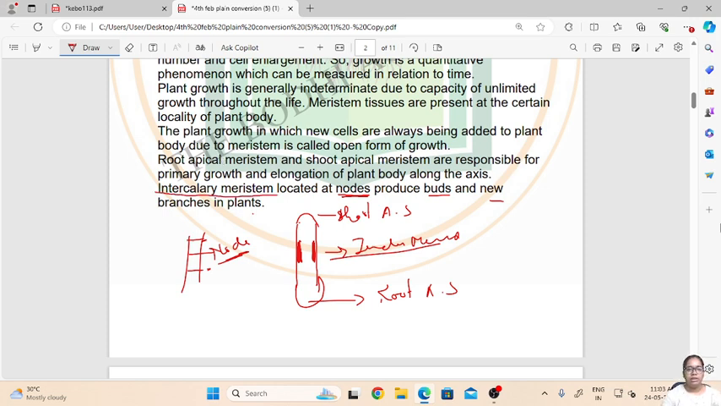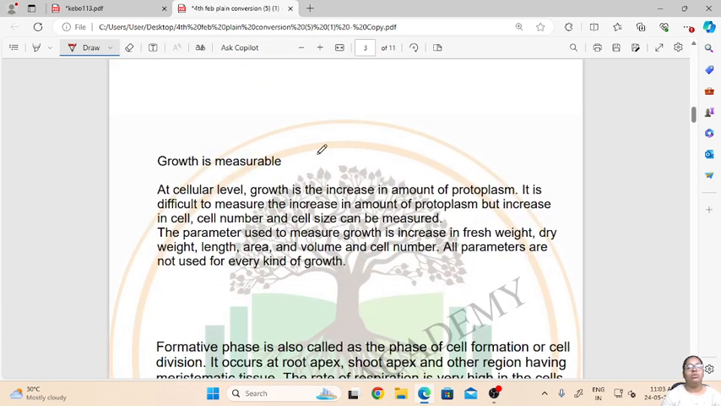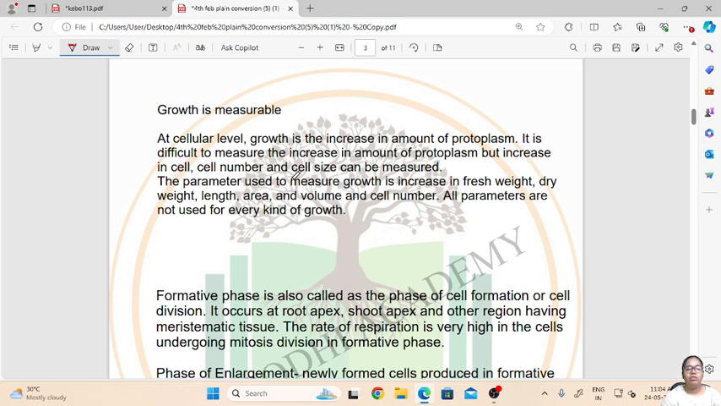So this is how growth in plants takes place. So now, how is growth measured? Okay, so now we will see how growth can be measured in plants. At cellular level, growth is the increase in amount of protoplasm. It is difficult to measure the increase in amount of protoplasm, but the parameters used to measure growth are increase in fresh weight, dry weight, length, area, volume, and the cell number. All parameters are not used for every kind of growth. Okay, so the parameters used for growth depend on the kind of growth in the individual.